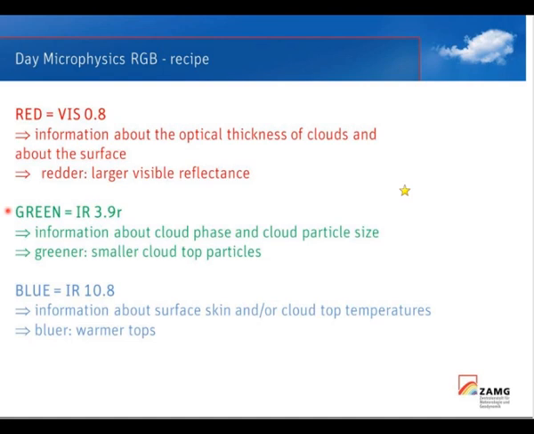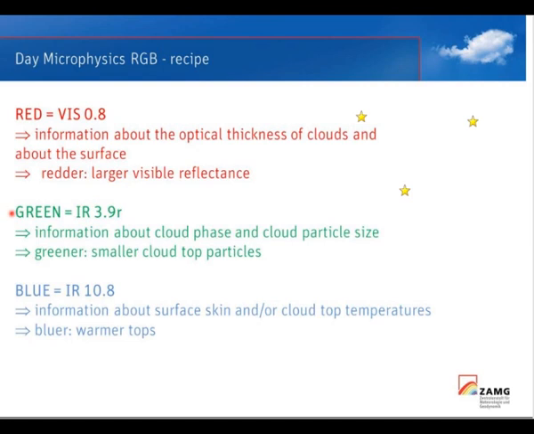So that's the channel that gives us the information about the microphysics, because from this infrared channel we can say something about the cloud phase, whether it's a water cloud or ice cloud, and about the cloud particle size, because the bigger the reflectance, that means the smaller ice particles are there. So this is probably the most important part of this day microphysics RGB.